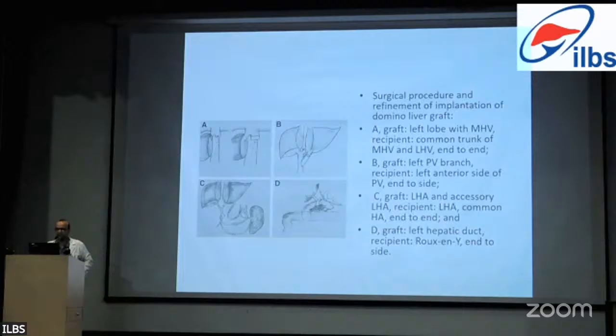Then this is the technique, the surgical procedure, and the refinement of implantation of the domino graft. First is the left lobe with the MHP recipient common trunk, as usually done in left lobe liver transplantation, but here the complexity increases because the right-sided liver is still there. Then the second is the portal vein implantation. Usually it is a separate implantation in the main portal vein. Then there is the arterial disconnection and the implantation of the left hepatic artery, and a Roux-en-Y hepaticojejunostomy for the ductal reconstruction.